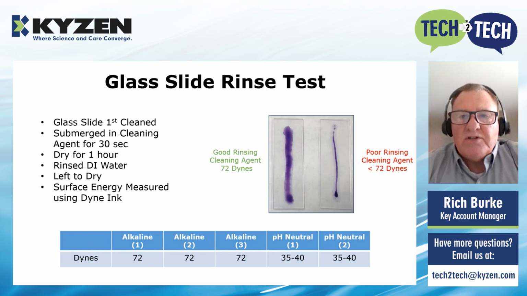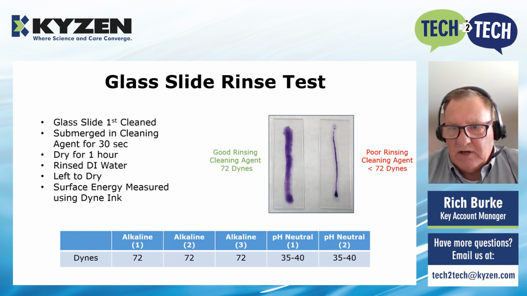And then what we're trying to do is measure the surface energy of that slide. And we're using Dyne inks or Dyne pens to do that. And what we're looking for is, as you can see the slide on the left, we're seeing that Dyne ink of 72 wet out to the surface. That's indicating to us that that particular material has very good rinsability characteristics.